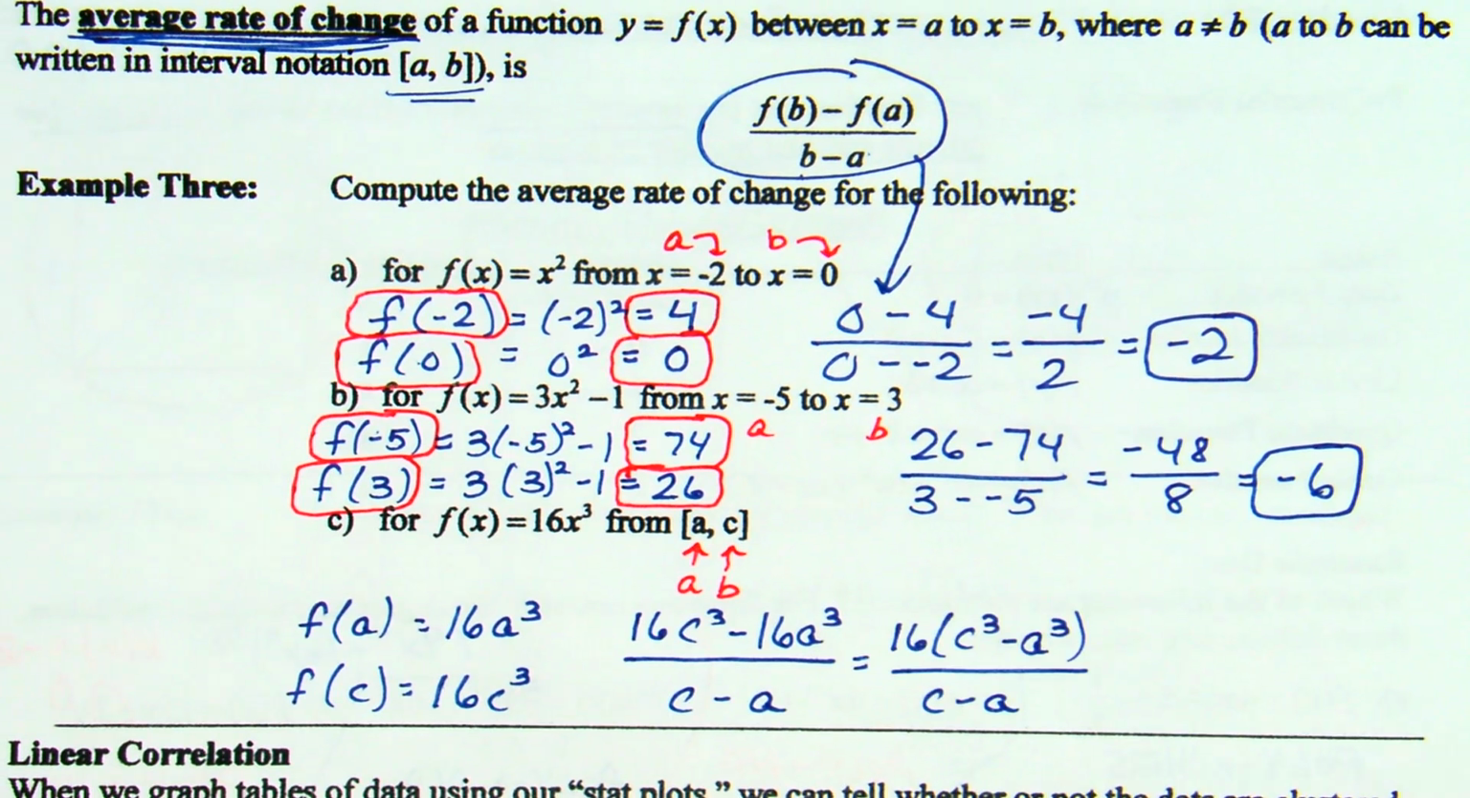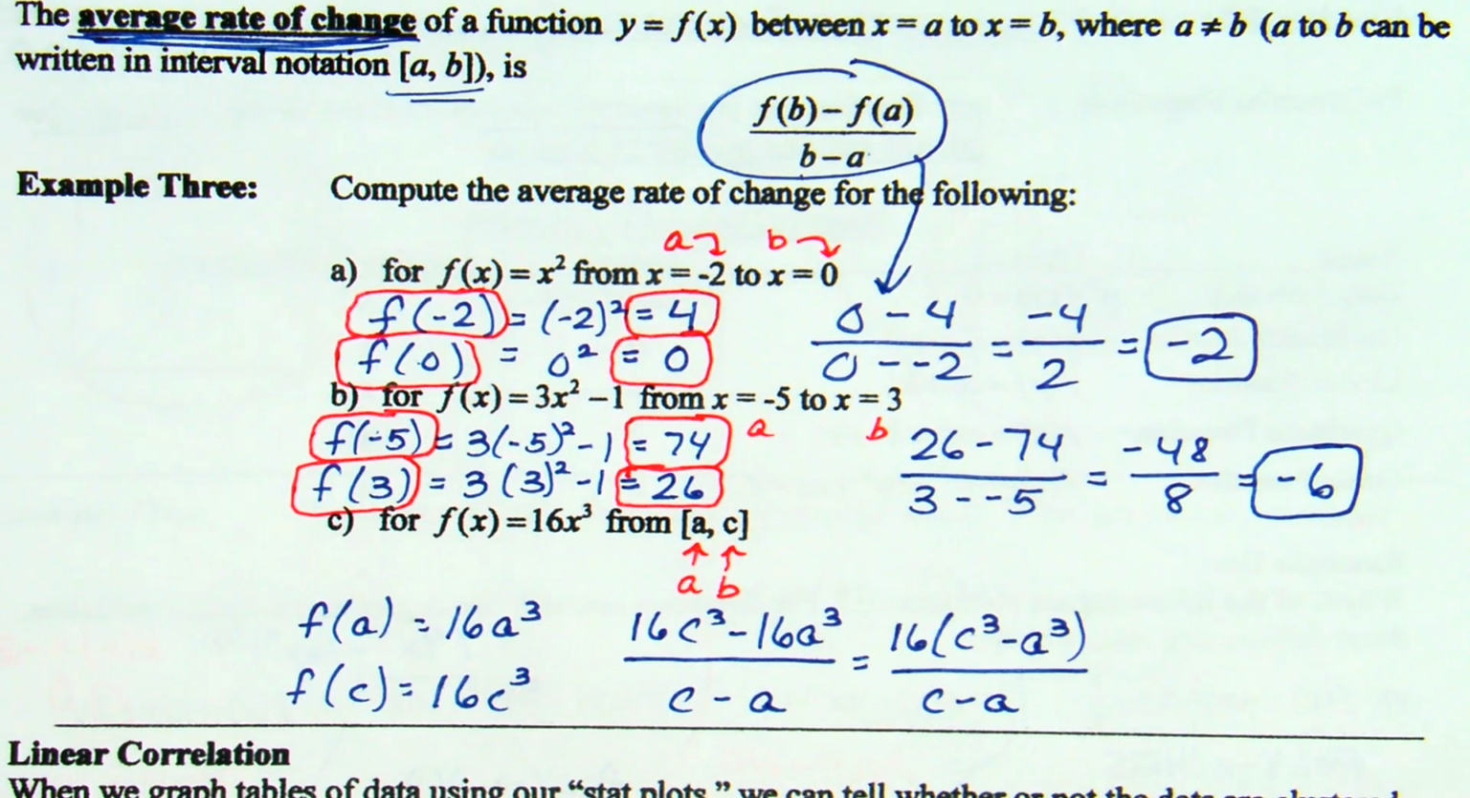Okay. Sum and difference of cubes. C cubed minus A cubed. It's the difference, right? Because it's subtraction. C cubed is a perfect cube. A cubed is a perfect cube, correct? So that's why this falls into the category of difference of cubes. The 16, I'm going to leave out front.